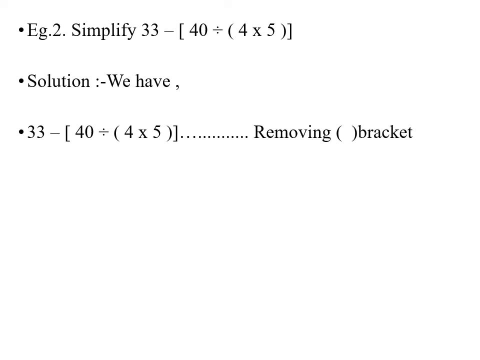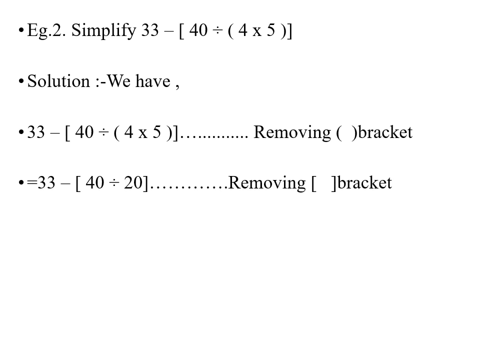So by the first rule we have to remove the round bracket. That means we have to first apply the multiplication. So 4 multiplied by 5 means 20. Now the round bracket is removed. Only one bracket is left, that is the square bracket. So we have to solve the square bracket first. 40 divided by 20 means 2. So the next step is 33 minus 2 and the answer is 31. Very easy. So this is how to solve by removing brackets when different types of operations are there.